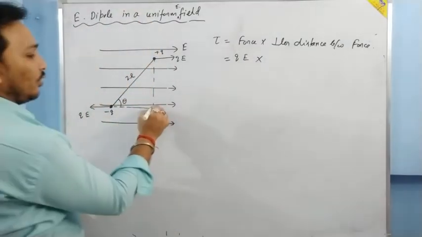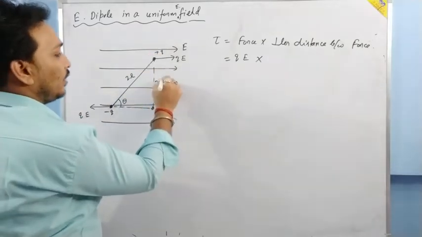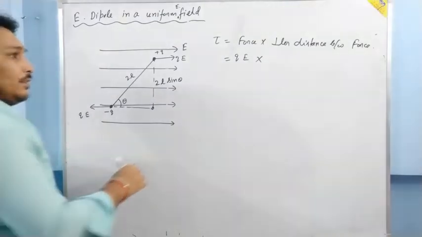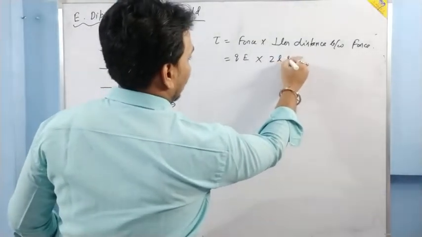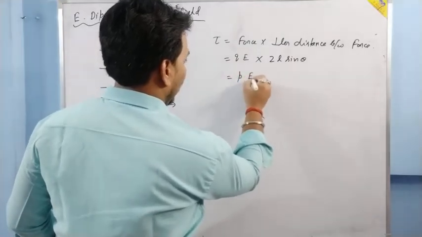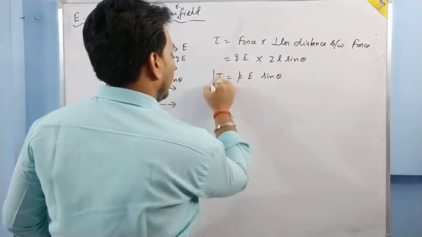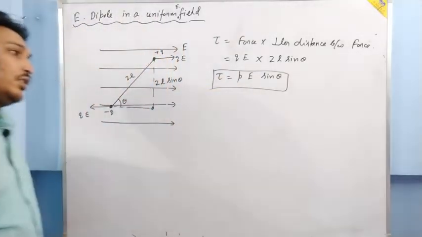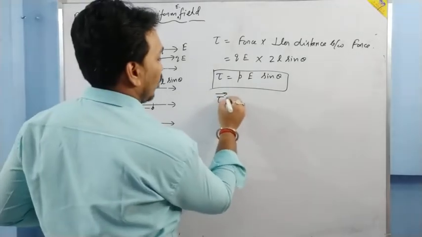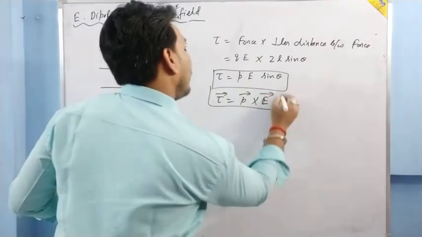The perpendicular distance is this much. If this distance is 2L and this angle is theta, then the perpendicular distance is 2L sine theta. Q multiplied by 2L is P, the electric dipole moment, which I told you just now. So torque is equal to P E sine theta. Or in vector form, torque vector is equal to P vector cross E vector.